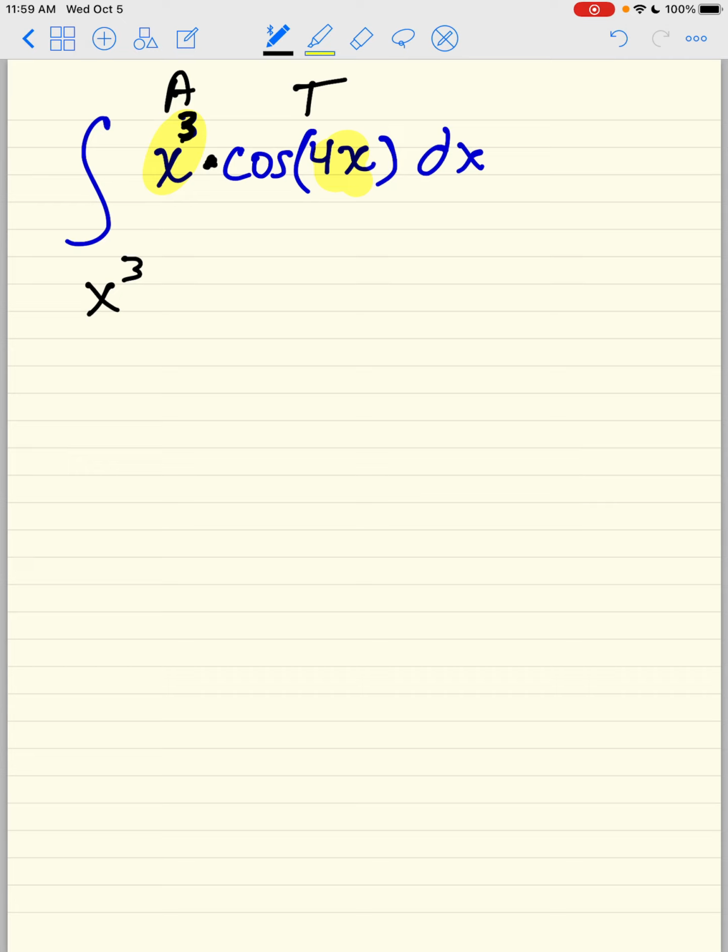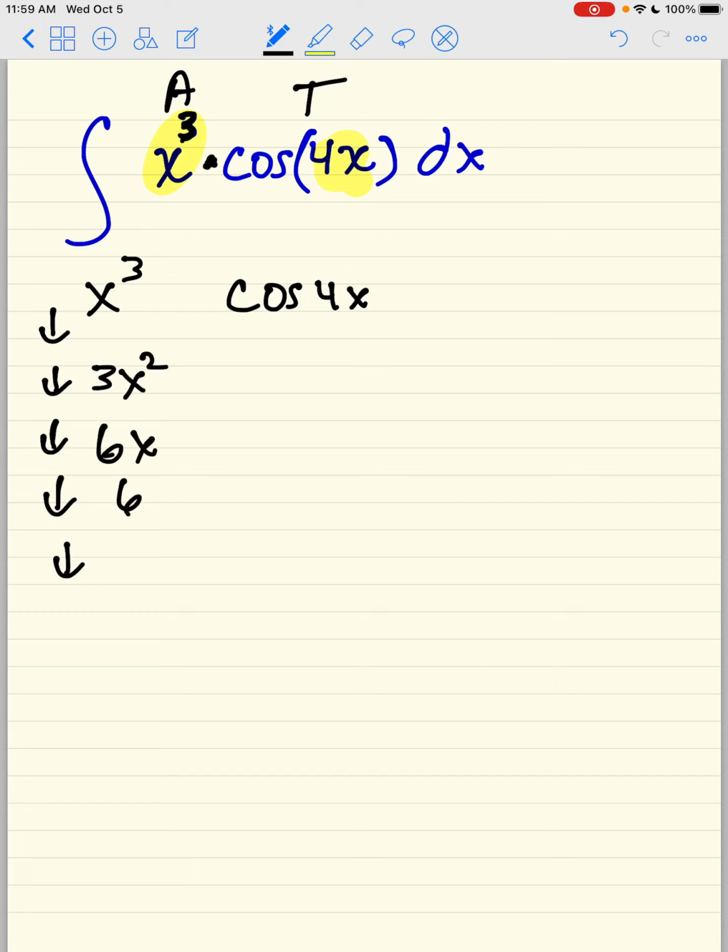You take the x to the third here, and you do cosine 4x here. And you take the derivative of this until you get to 0. So this is going to be 3x squared. This is going to be 6x. That's going to be 6. And that's going to be 0. The integral of cosine angle is sine angle divided by the derivative of the angle. So that's a fourth.